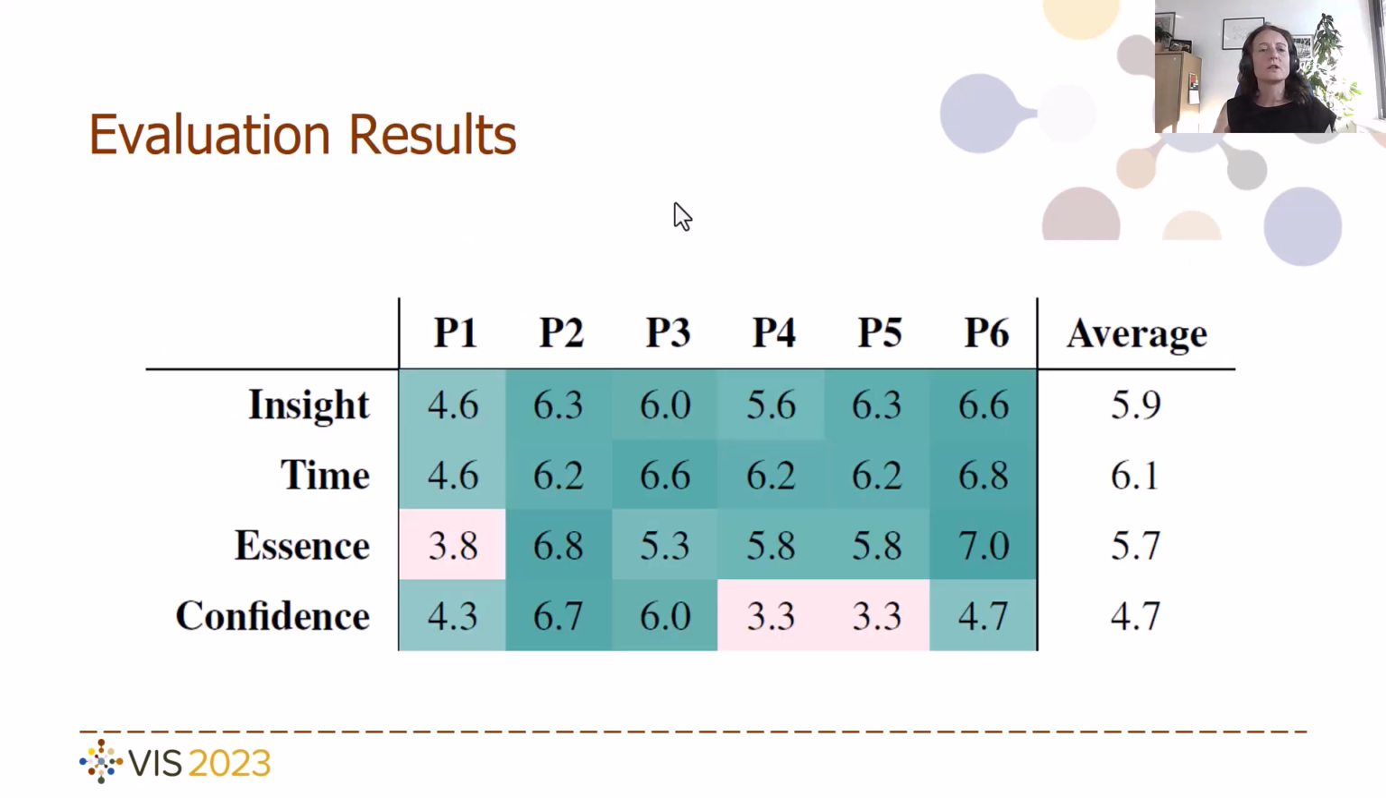This table shows the evaluation scores according to the evaluation components insight, time, essence, and confidence. According to Wall et al., an average value greater than 5 is considered a success. Participants showed good scores for time, followed by insight and essence. Confidence was rated low, which shows that the participants would have to familiarize themselves with the topic and the visualization more.